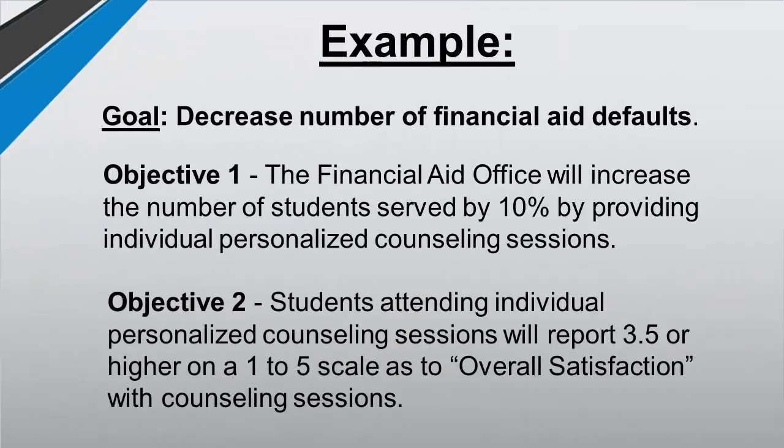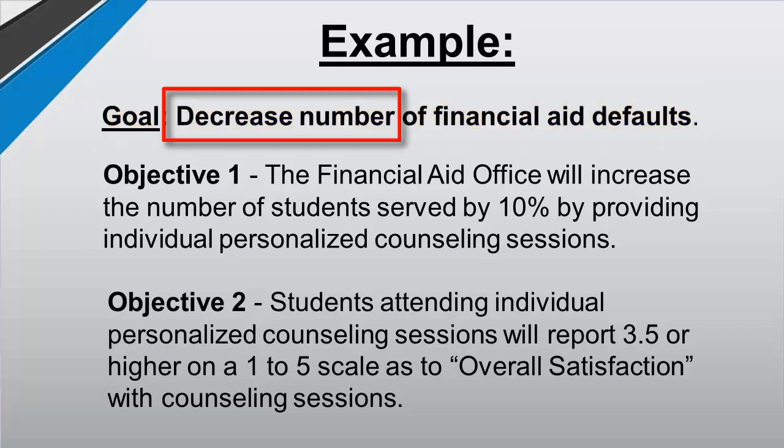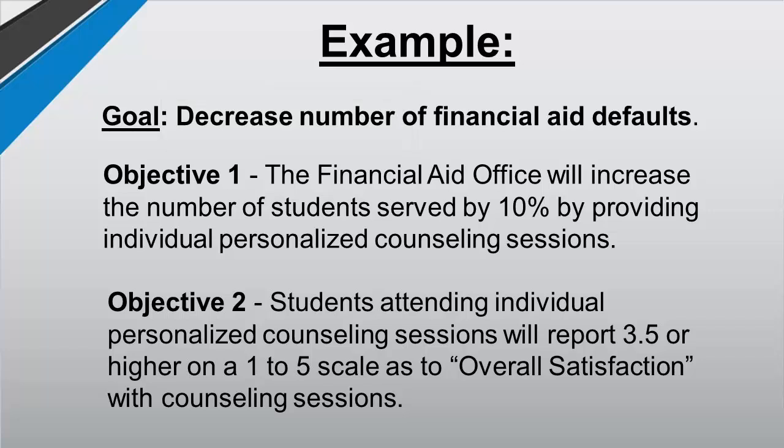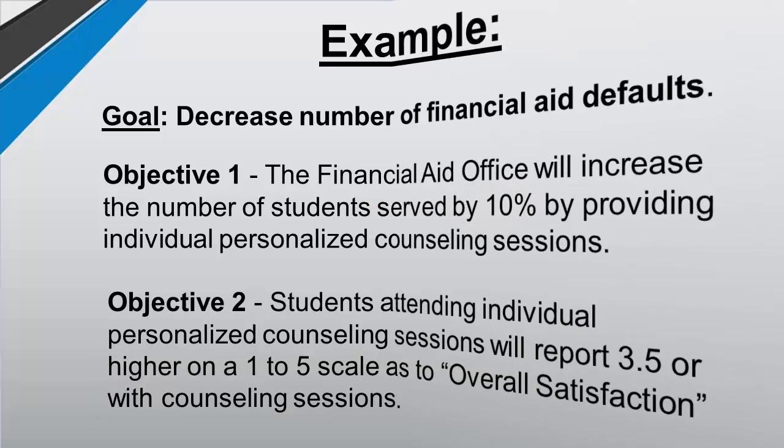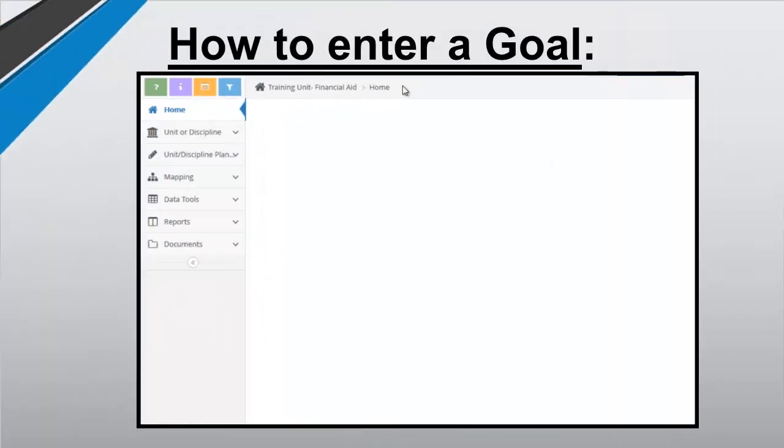To better understand how to write a goal, look at the following example. This is a fictional goal for the Financial Aid Reporting Unit. Their goal is to decrease the number of financial aid defaults. Note that this statement is broad. This differs from the objectives below, which are specific, measurable achievements that meet the goal. In the following examples, we will demonstrate how to add a goal.